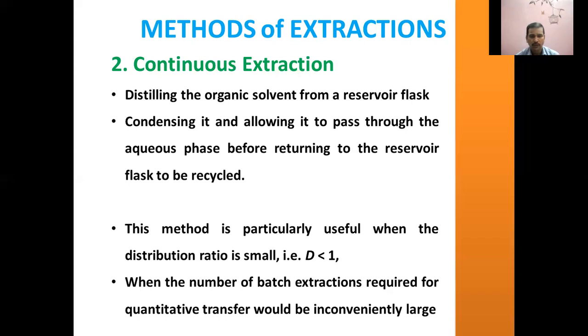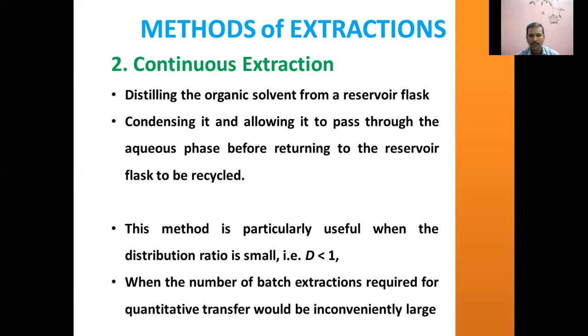So we can do this according to our requirement. How long the extraction process should be performed, whether 1 hour or 2 hours or 3 hours. I will show you one simple example of how to do this continuous extraction process in the next slide. So this type of extraction is known as continuous extraction.